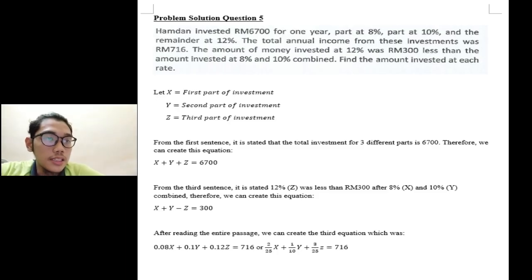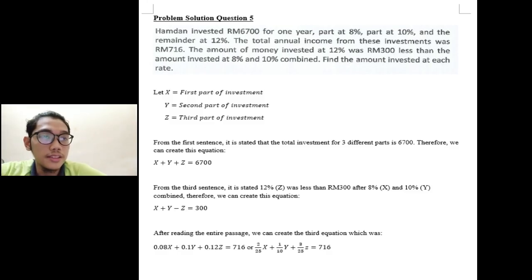And from the entire passage itself, we can create the third equation, which was 0.08x plus 0.1y plus 0.12z equals 716. Or we can convert the equation into fractions: 2/25x plus 1/10y plus 3/25z equals 716. So from all of this, we have now gathered 3 equations.